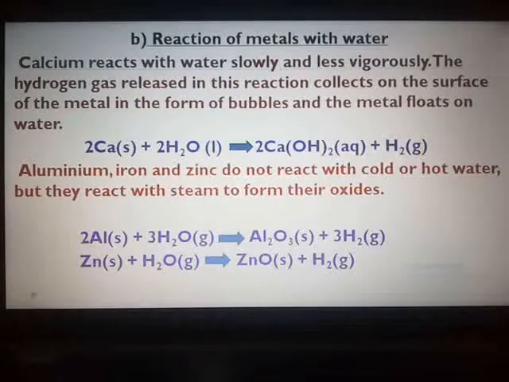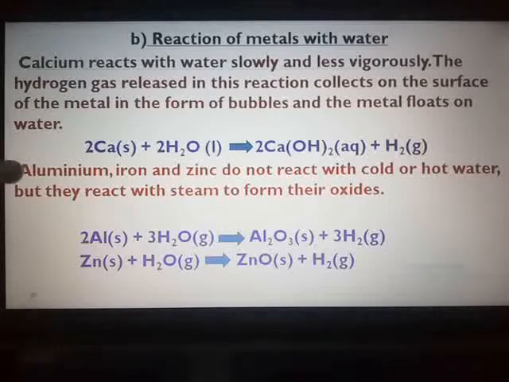Calcium when treated with water forms an alkali, or you can say a base, calcium hydroxide, with the liberation of hydrogen gas. Very beginning, last time I had told you this chapter is full of chemical equations and reactions. Their balancing, their physical states of reactants, products, everything should be memorized by you very thoroughly. So prepare a chart, and every day at least 5 reactions if you prepare thoroughly, then there will be no load on you during the board exams.